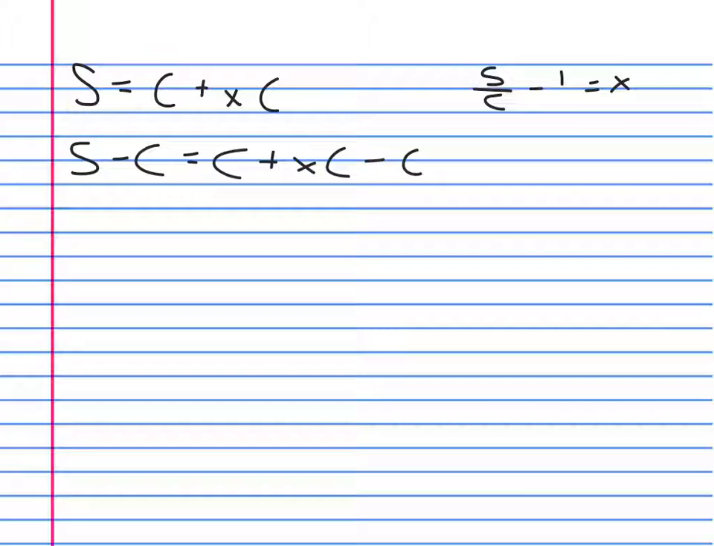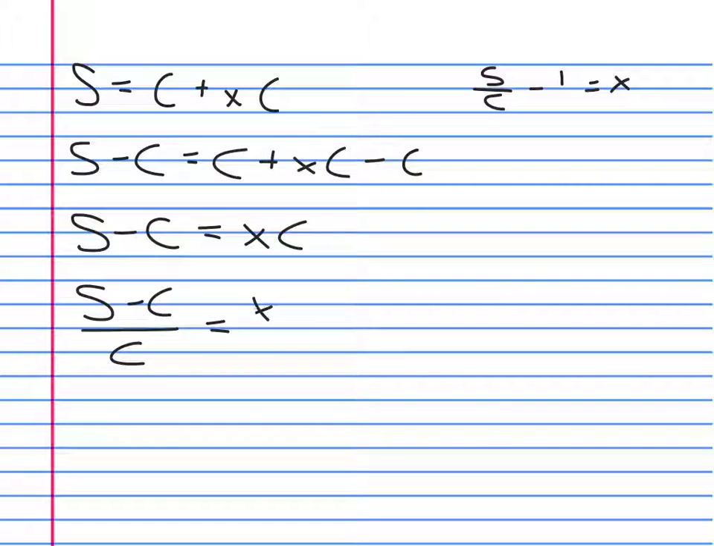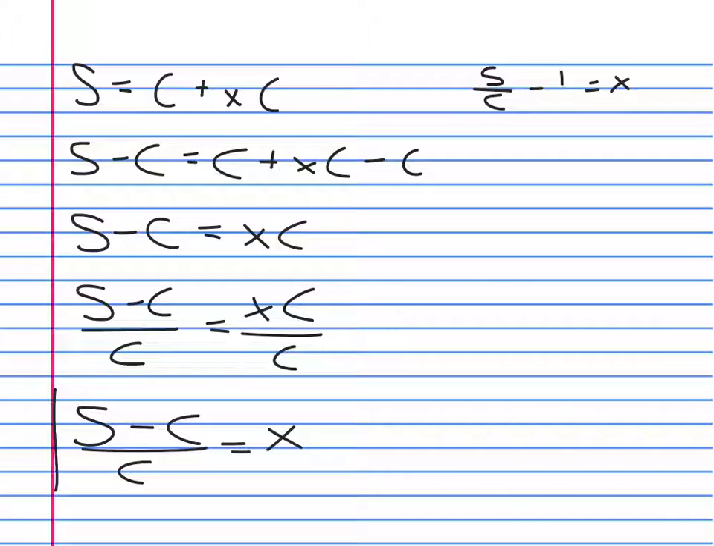Okay, what did I do there? I took what was already there, s, and I subtracted c. And then I took what was already there, c plus xc, and I subtracted c. What does that do? These two things cancel out, and what you get is s minus c equals xc. And now you say, what's happening to x? Being multiplied by c, so I'm going to divide both sides by c. Okay, and what you get is s minus c over c equals x. That's what the book has as what x is equal to.